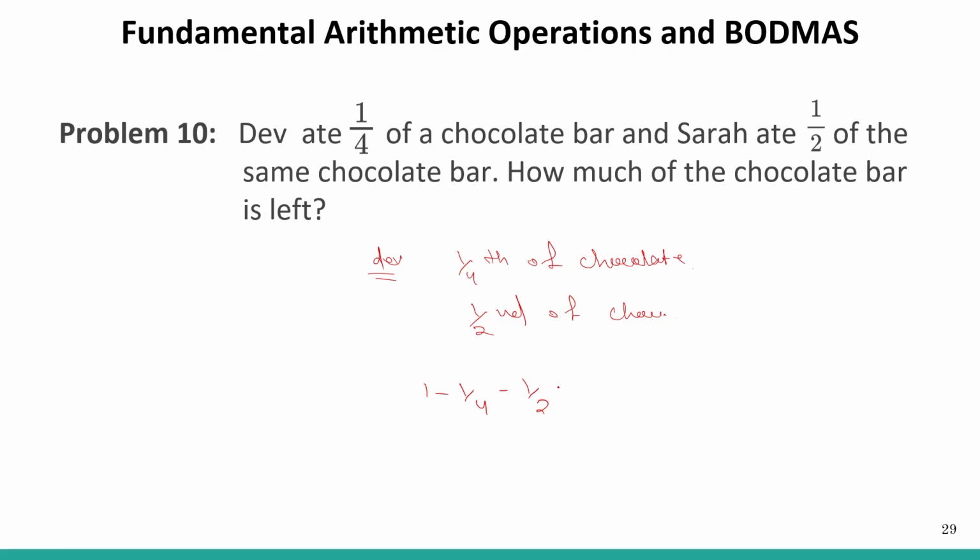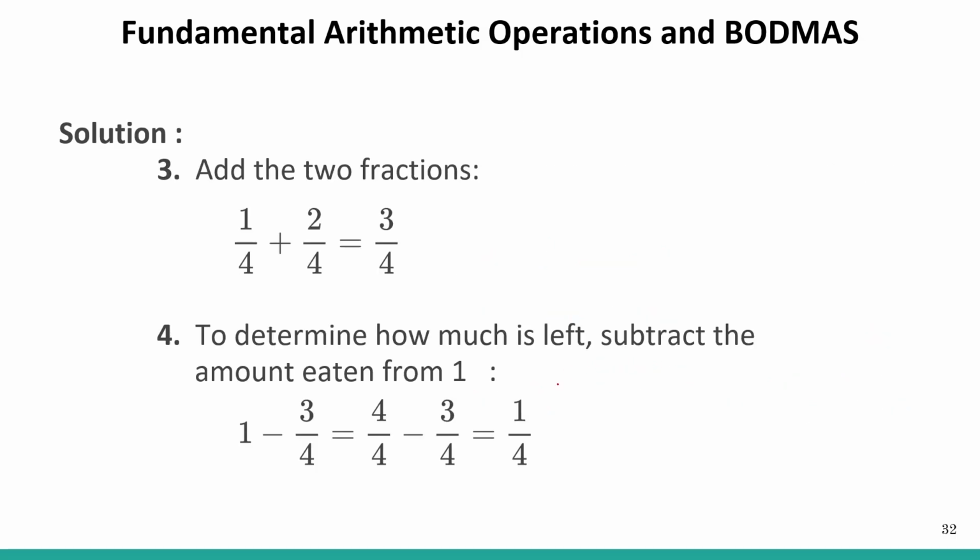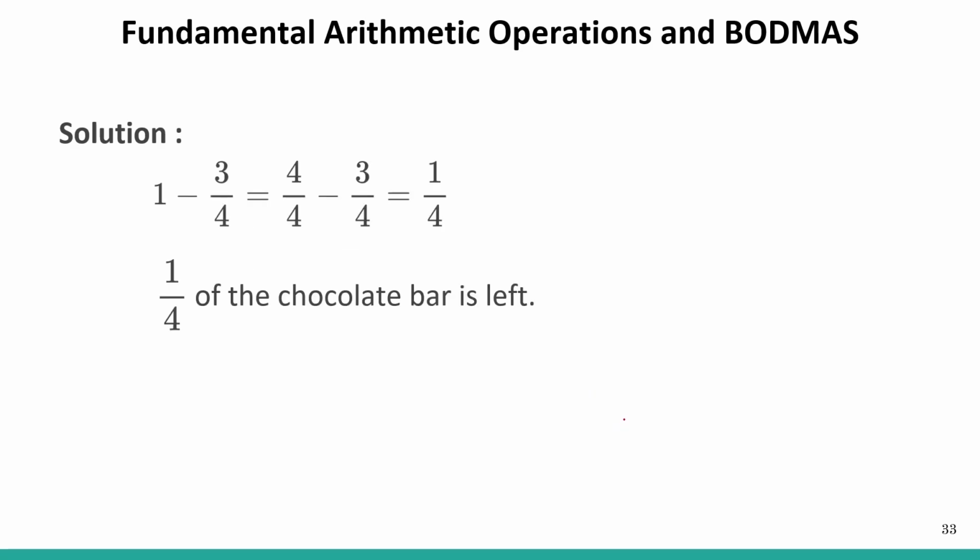Okay, so let's see the solution. What we need to do is get the LCM first, but in this case we know the LCM is 4. So 4 minus 1 minus 2, right? So 4 minus 3 by 4 is equal to 1 by 4. So 1 by 4 will be the final answer. To determine how much is left, subtract the amount eaten from 1. And we got the same answer. 1 by 4 of the chocolate bar is left.